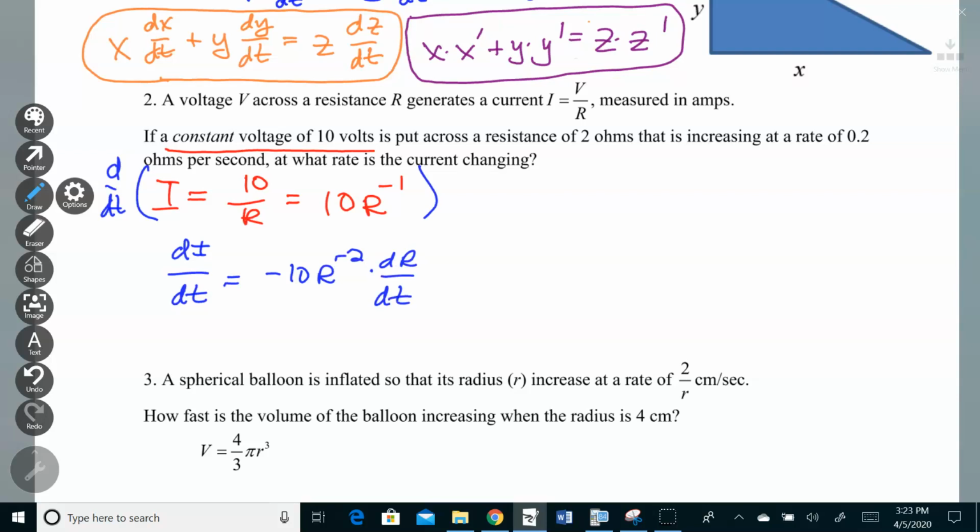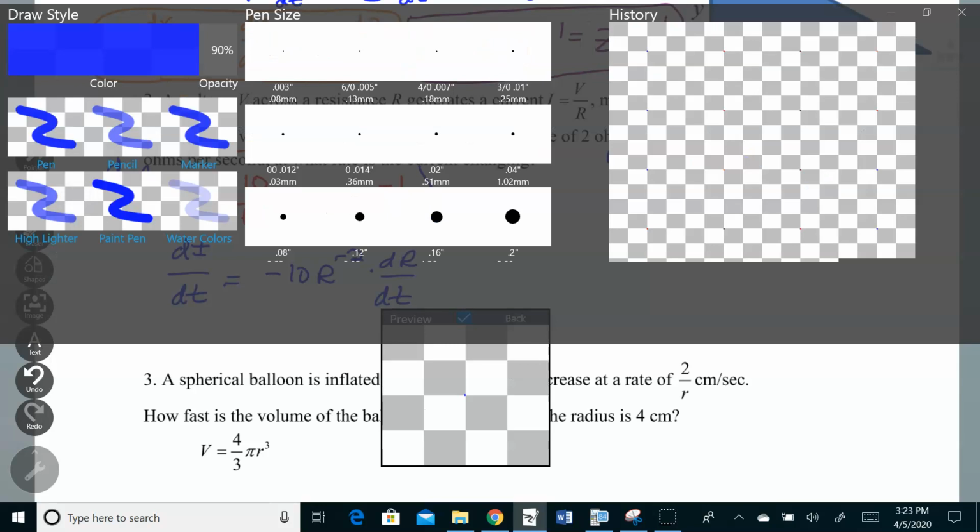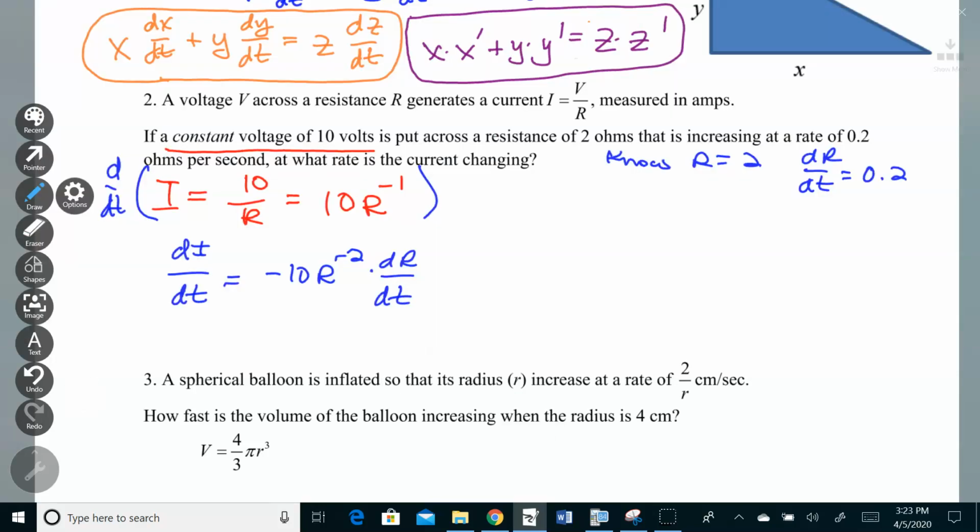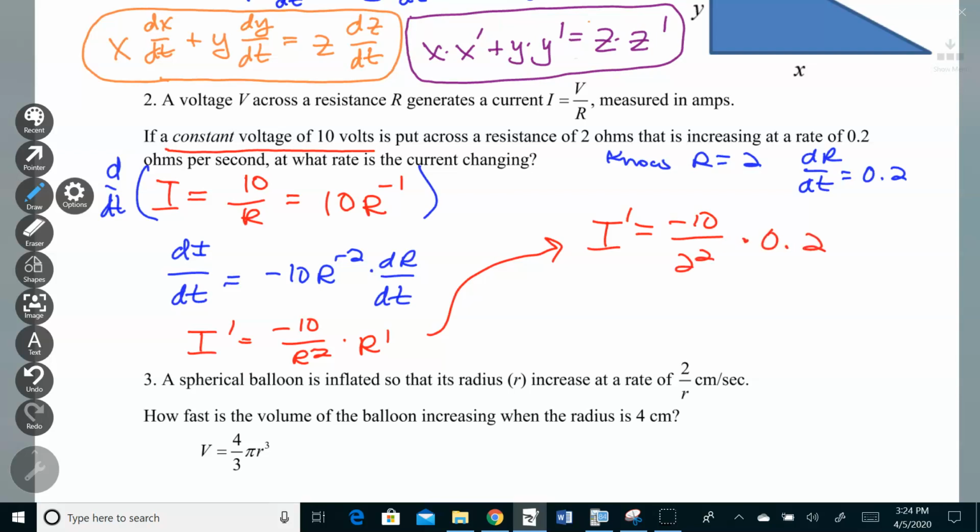And let's see, what do I know? Well, I know that my r is equal to 2 and my dr over dt is equal to 0.2. I can rewrite this as I prime is equal to negative 10 over r squared, because that's what r to the negative 2 is, times r prime. And I come over doing this and put in what I know. I prime equals negative 10 over 2 squared times 0.2.